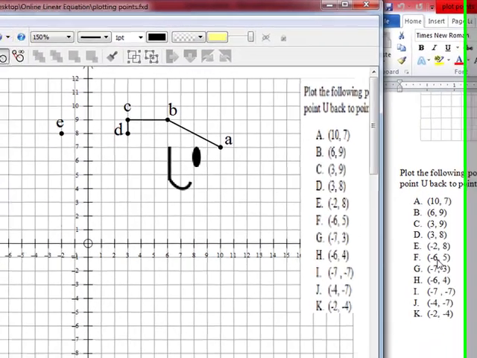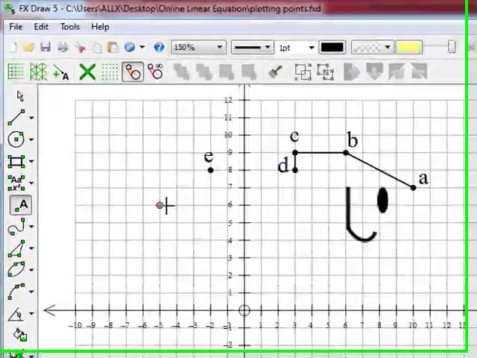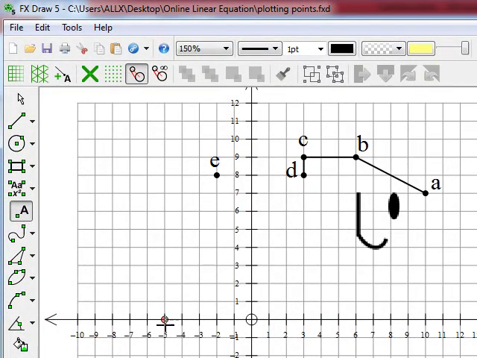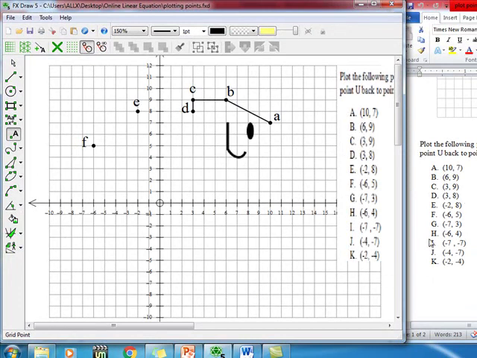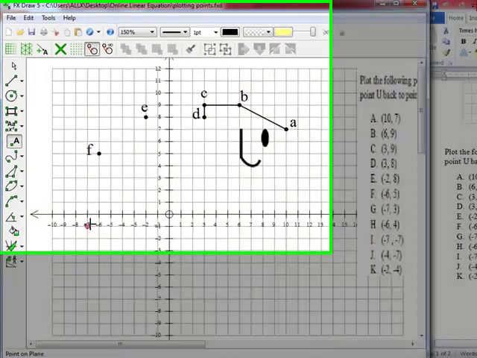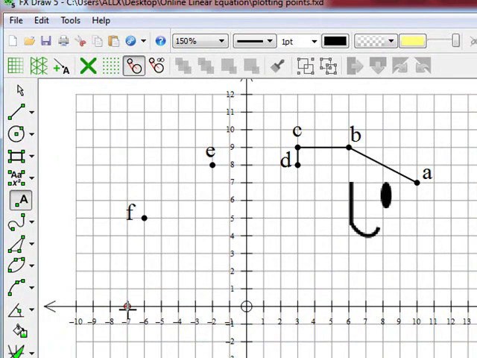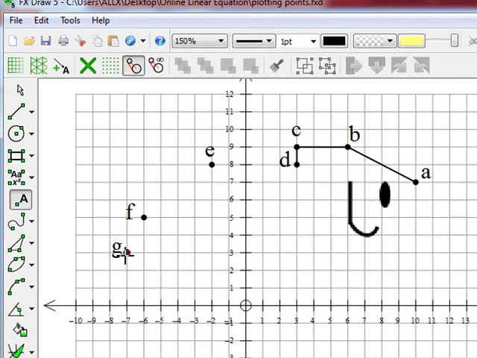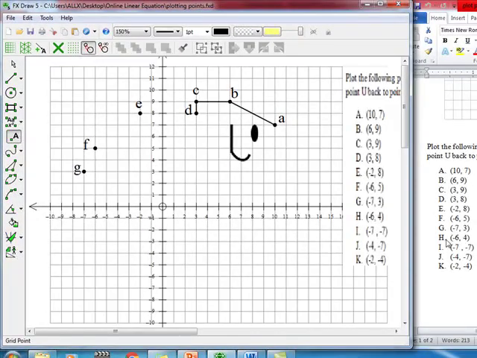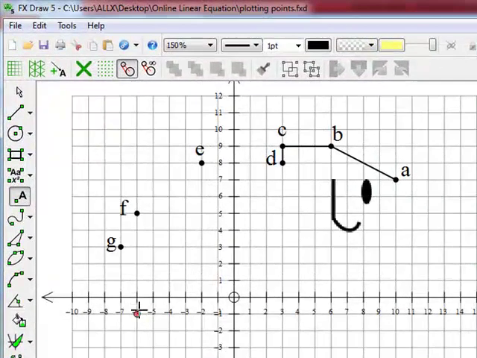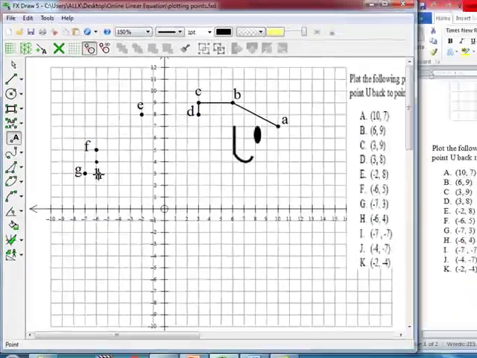Then you have F, -6, 5, again in second quadrant. So that's going to be -6 here. And then we go up to 5. That's that there, F. We have G, -7, 3. We find -7. -7 is right here. And then we go up to 3. And that's what we have here. Okay? -7 up to 3. Then you have -6, 4. -6 is right here. Then you go up to 4. 1, 2, 3, 4.